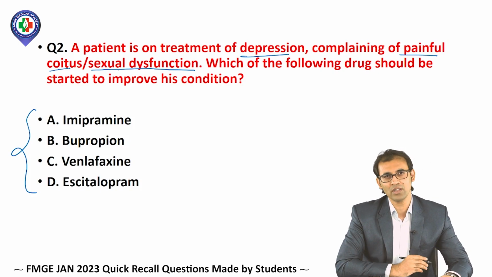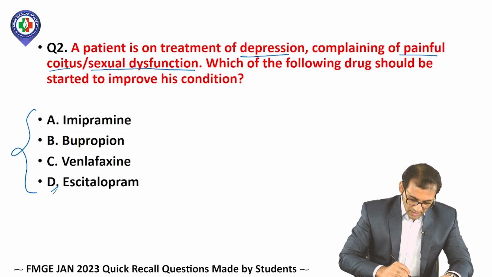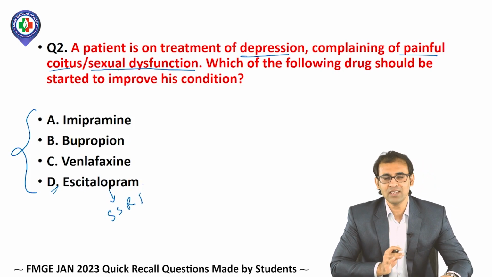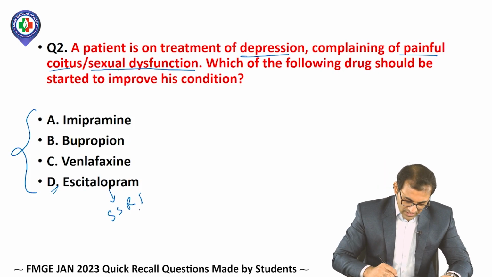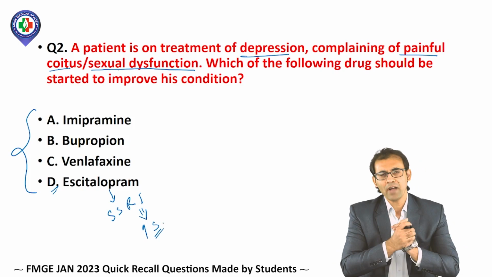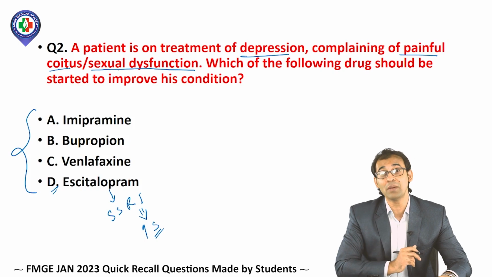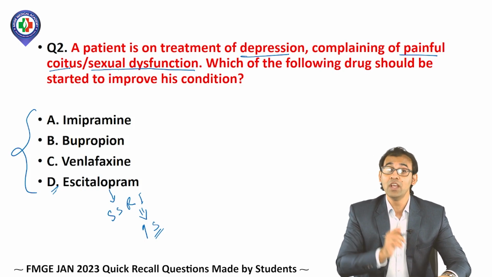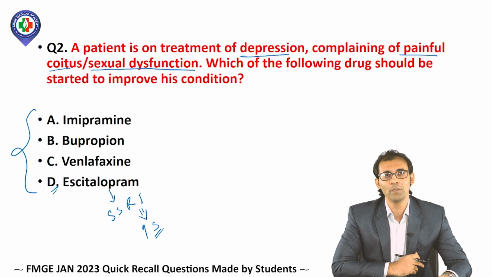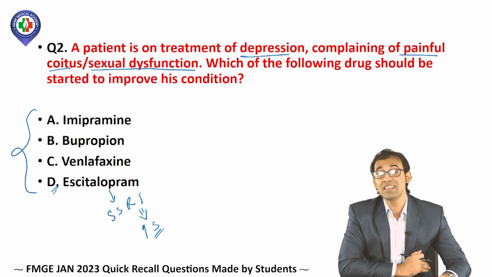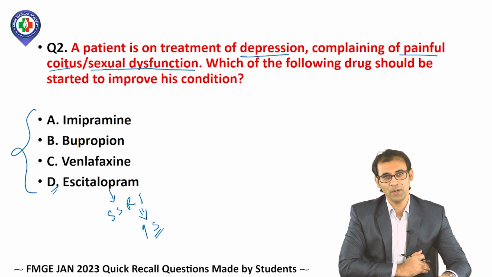Let's discuss all the drugs one by one. First, option D, escitalopram, which is an SSRI. What is the full form of SSRI? Selective serotonin reuptake inhibitor. Basically, with the help of this medicine, there will be an increased level of serotonin. I hope all of you know that whenever there is increased serotonin, serotonin can affect some hormones as well as neurotransmitters. Serotonin can affect testosterone. Serotonin can affect dopamine as well. Fine. So in this manner, it can affect sexual function.